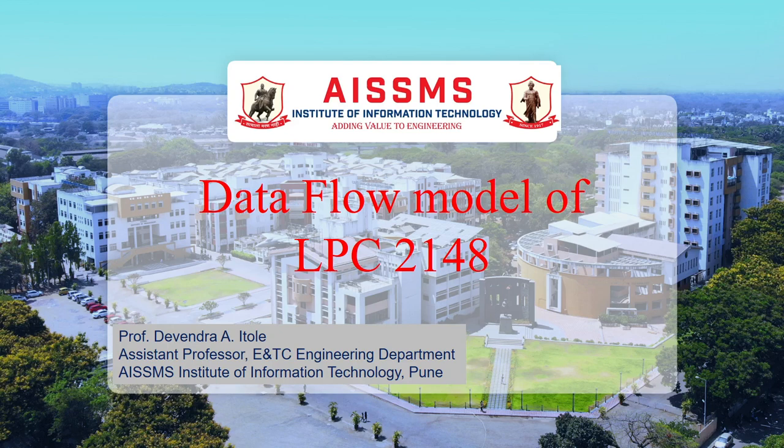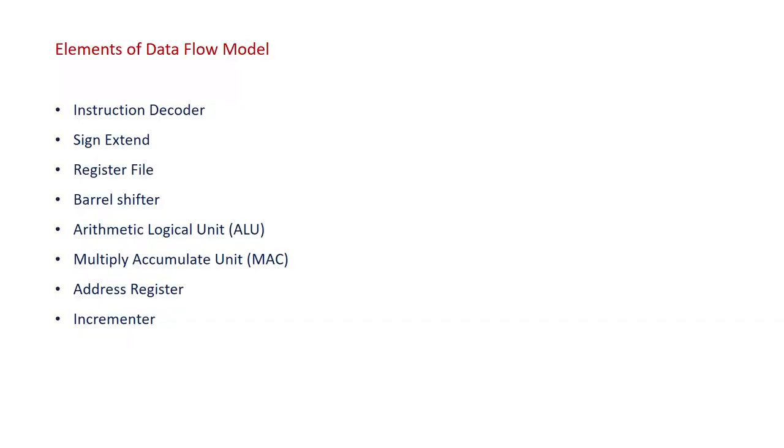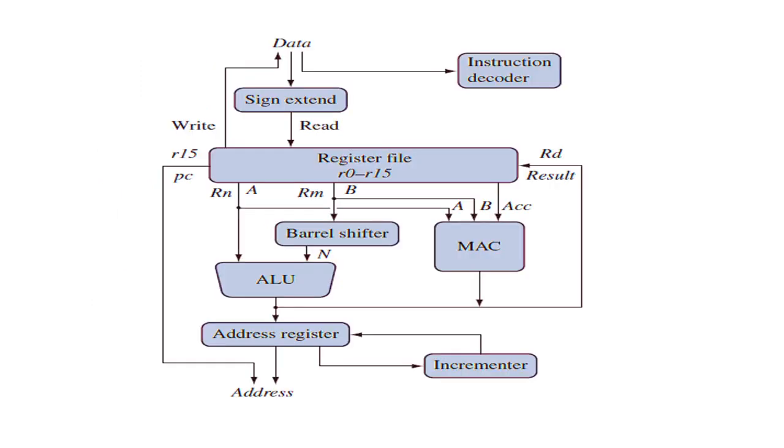Technology Pune. Today we are going to study the data flow model of LPC 2148. The elements of the data flow model: instruction decoder, sign extend, register file, barrel shifter, arithmetic logical unit, multiply accumulate unit, address register, and incrementer. This is the diagram of the data flow model. Let us see in detail how the instructions are executed and the result is taken out to the register.